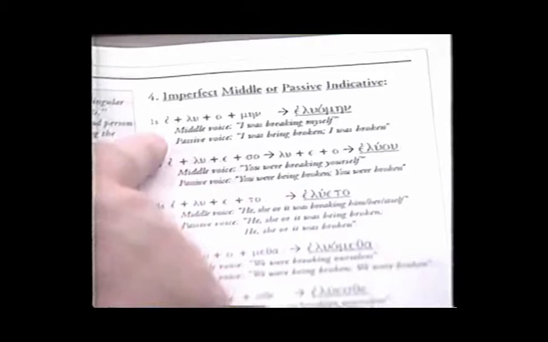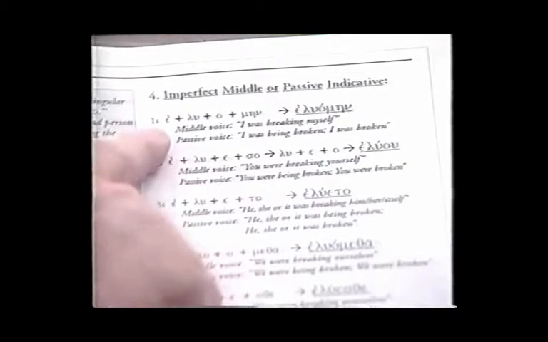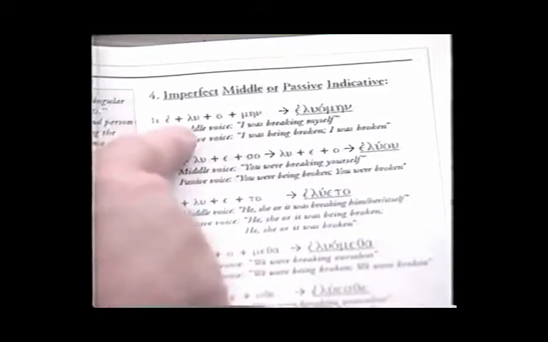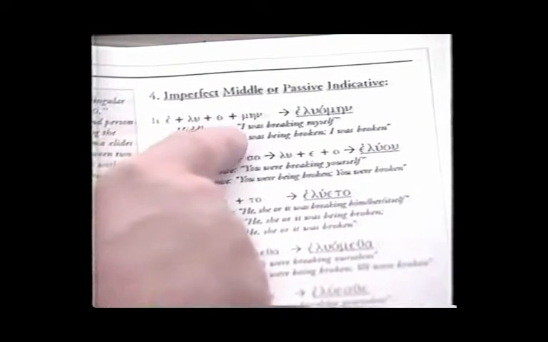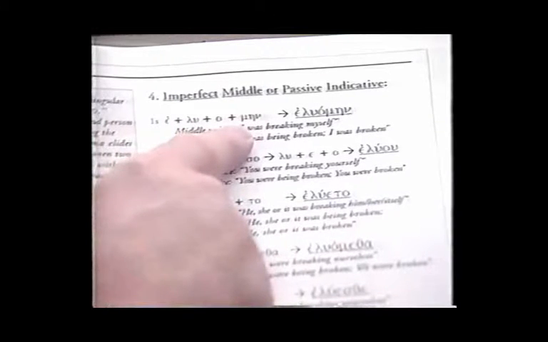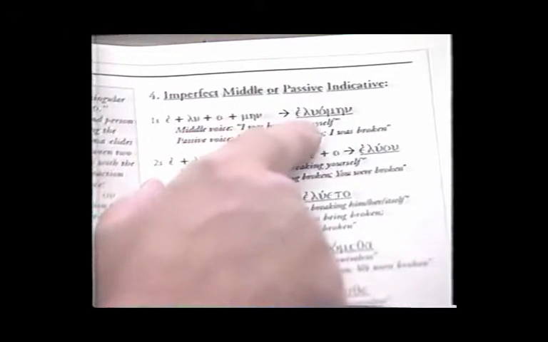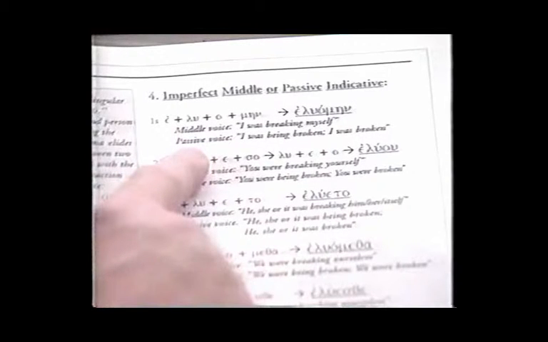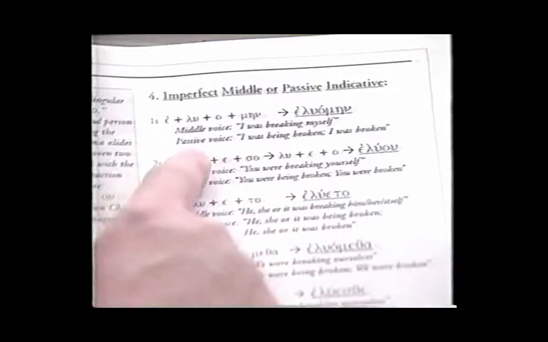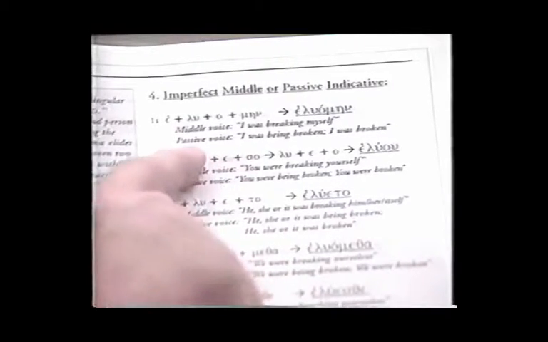Look at the first person singular. There's our augment up front, followed by the verb stem, and then the connecting vowel, and then your first person singular ending, mēn. Combine those together and you get eluomēn, eluomēn. And a passive translation would be, I was being broken, or I was broken. Remember, I'm just skipping the middle translations. You can look at those on your own.